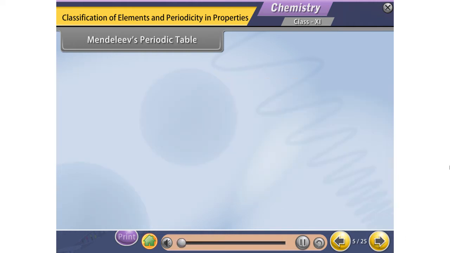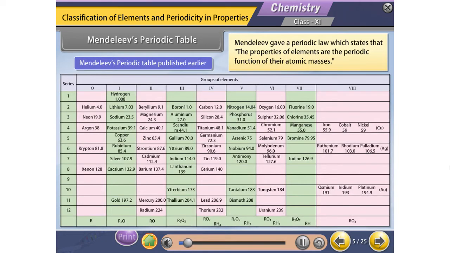Mendeleev's periodic table. Mendeleev gave a periodic law which states that the properties of elements are the periodic function of their atomic masses.